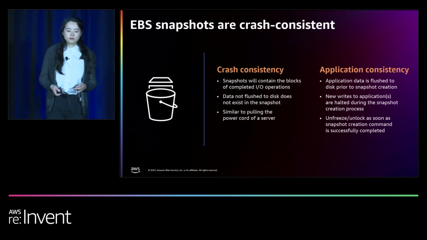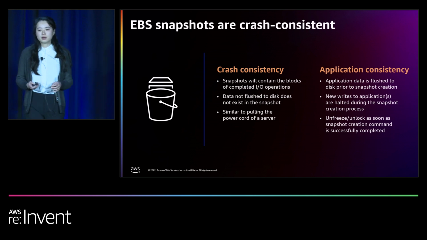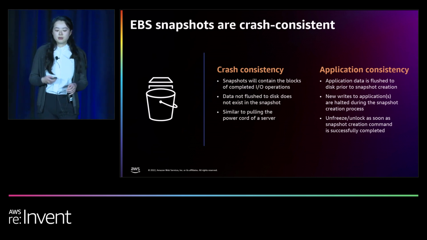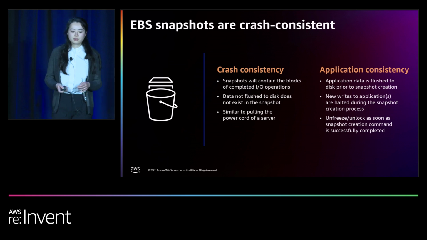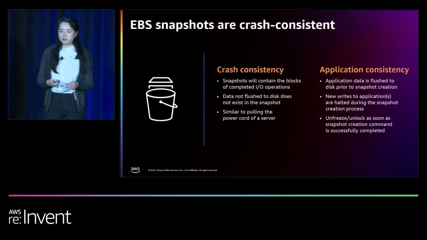Now, the second mode is application consistency. If you take an application consistent snapshot, that means the data in your buffer is actually flushed to disk prior to taking your snapshot. How we see customers do this is they will pause their applications, flush the I/O before taking the snapshot, and resume the application.